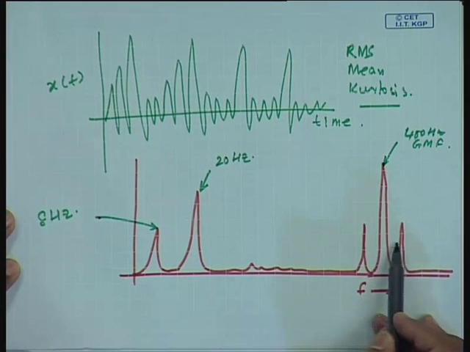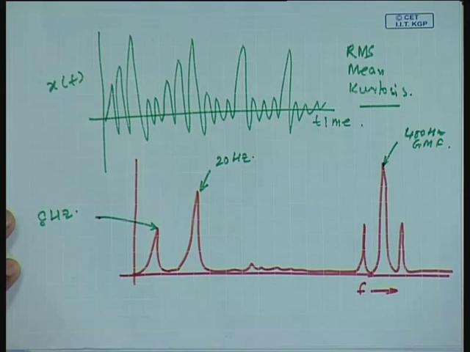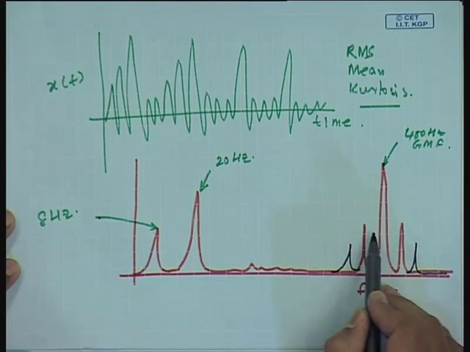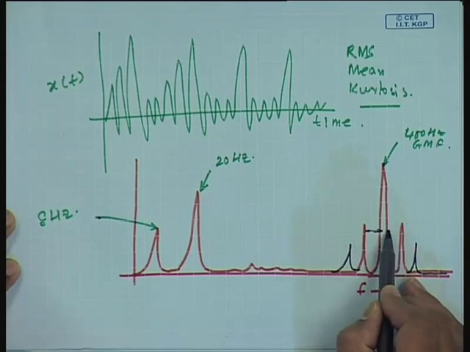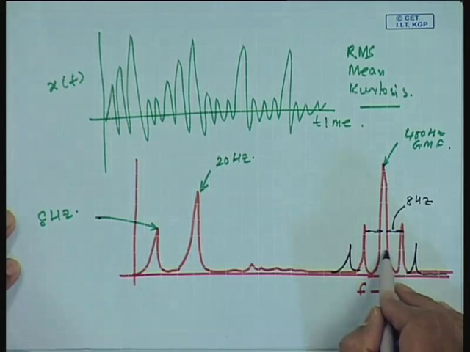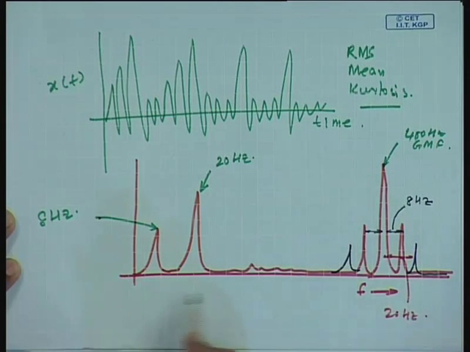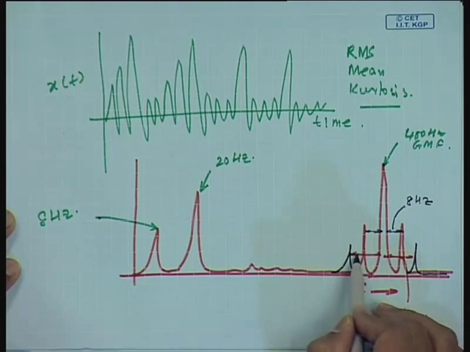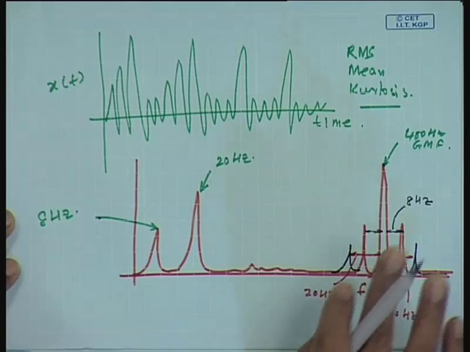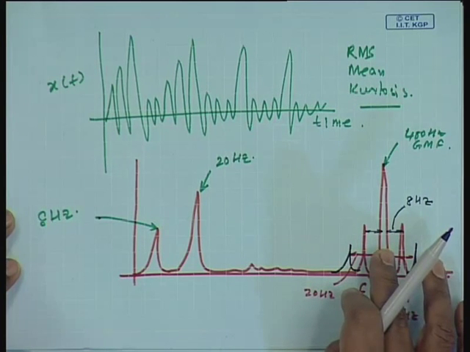But what I will also see is the side bands around the gear meshing frequencies, and I will draw another family here. Okay. This spacing in one case will be 8 hertz. In another case, it will be 20 hertz. Why has this occurred? Because modulation is there. Because of modulation, side bands have occurred. So, I have got a group of side bands. Okay.